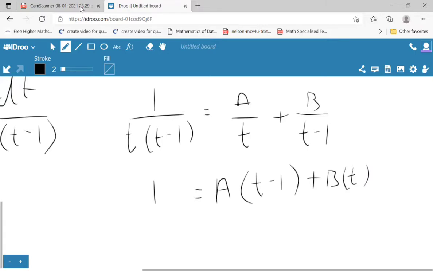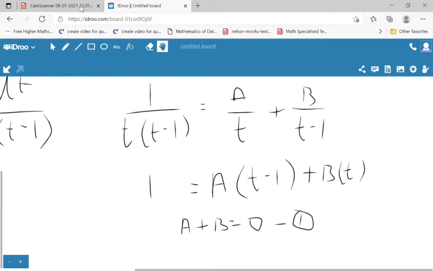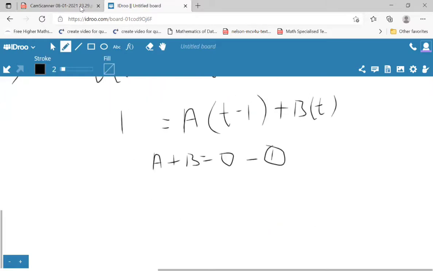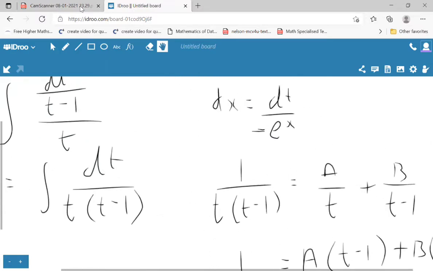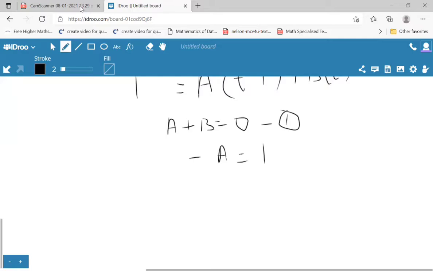So now, equating the coefficients of like terms, for t you get a plus b is equal to 0. Let us have that as one equation. Now, when you equate the constant term, you get minus a is equal to 1, or a is equal to minus 1. So therefore, this clearly implies b should be equal to plus 1.